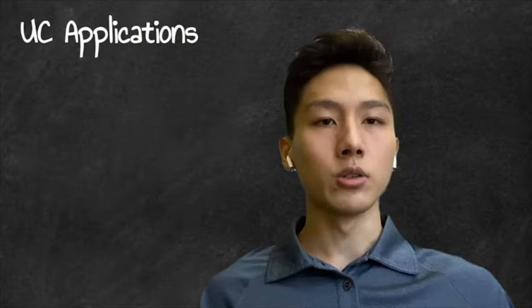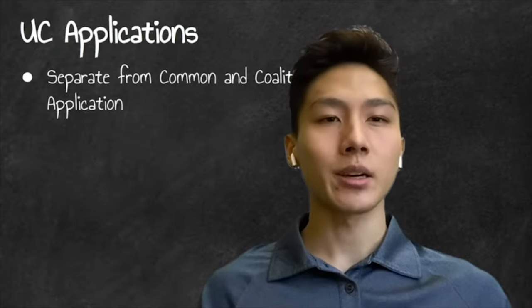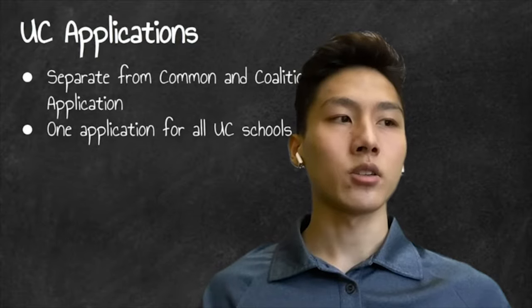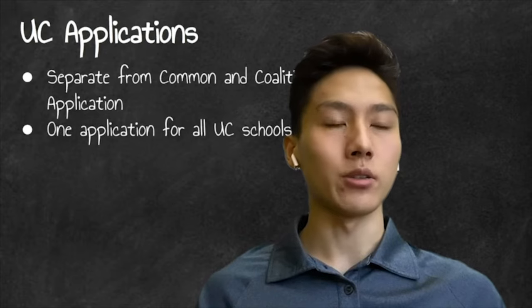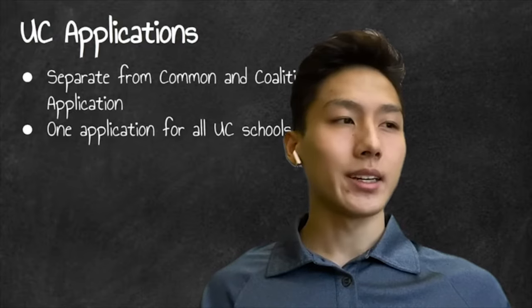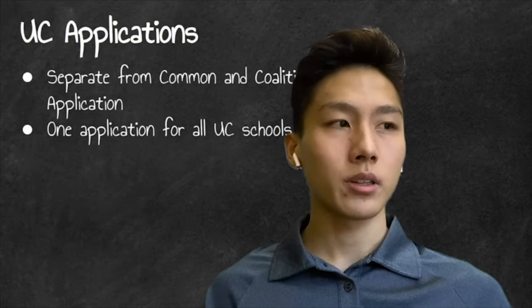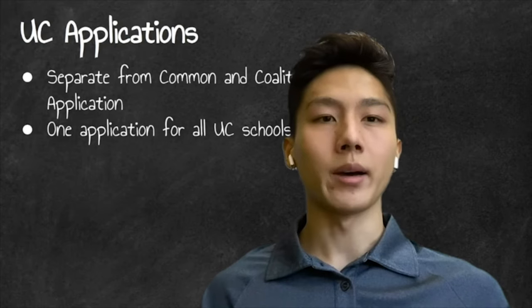Now, moving on to the UC application, the UC application is completely separate from the Common and the Coalition Application. And there is only one application used by all 8 UC schools. So what this means is that it doesn't matter if you're applying to all 8 UCs or if you just want to apply to one UC like UC Berkeley, you will still only be filling out one application.